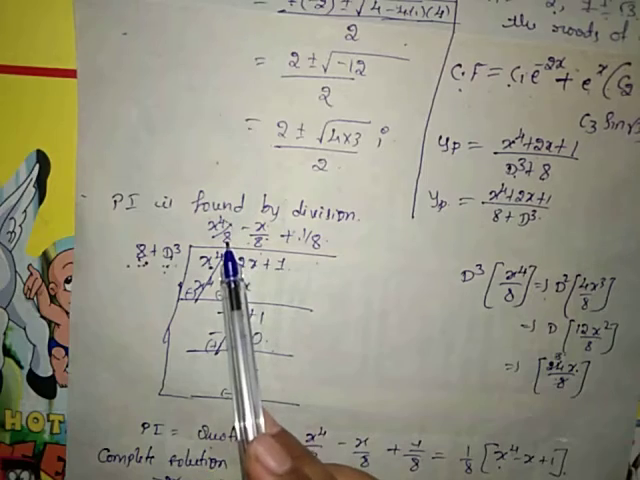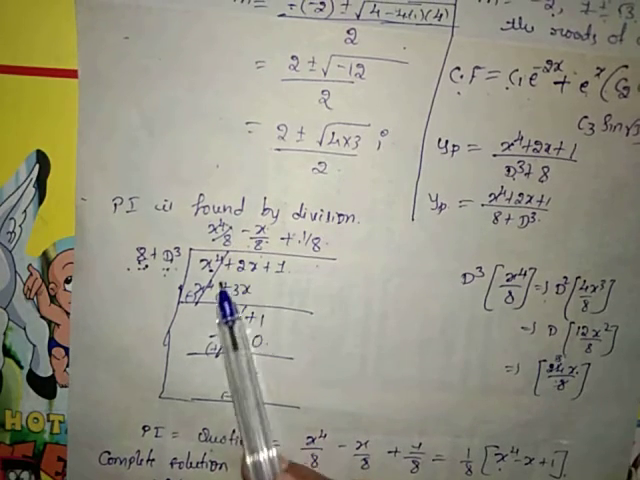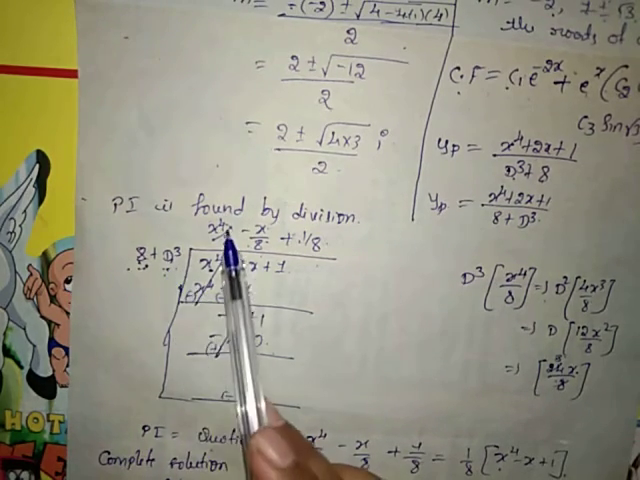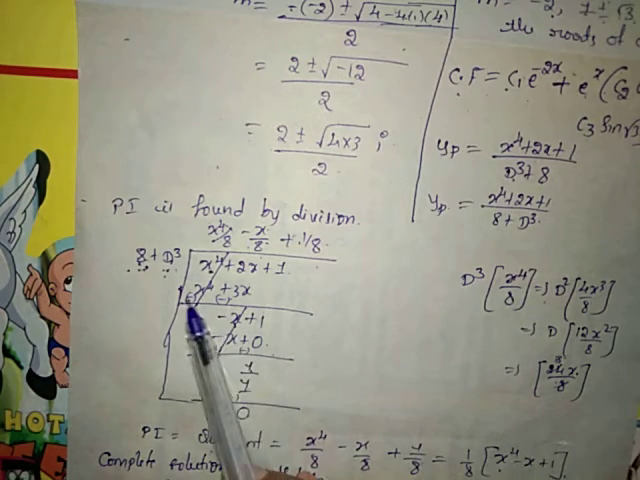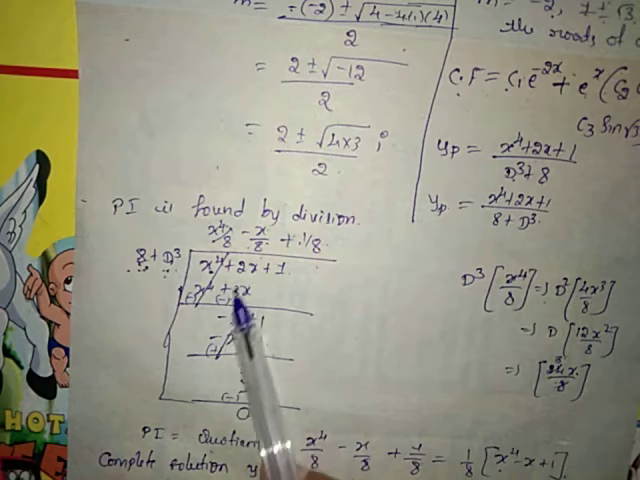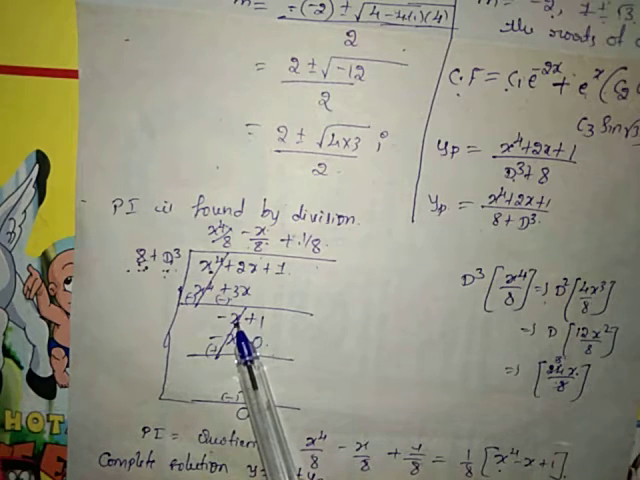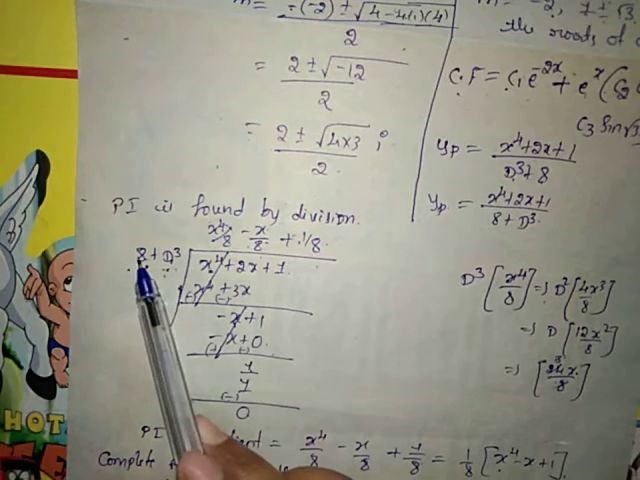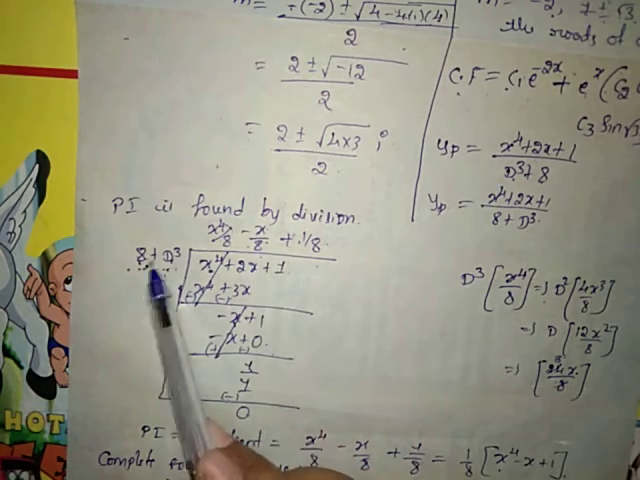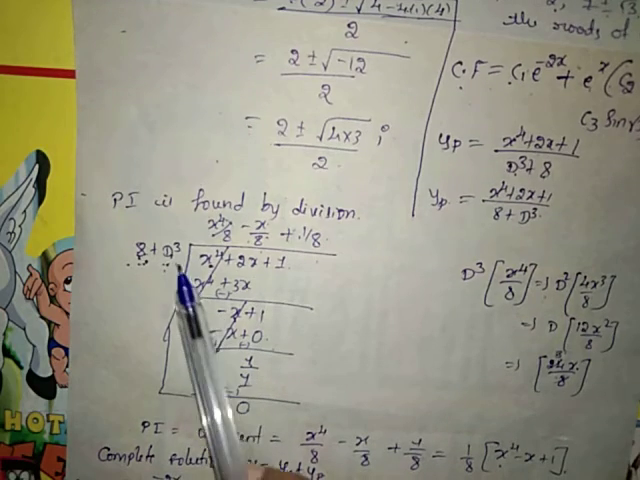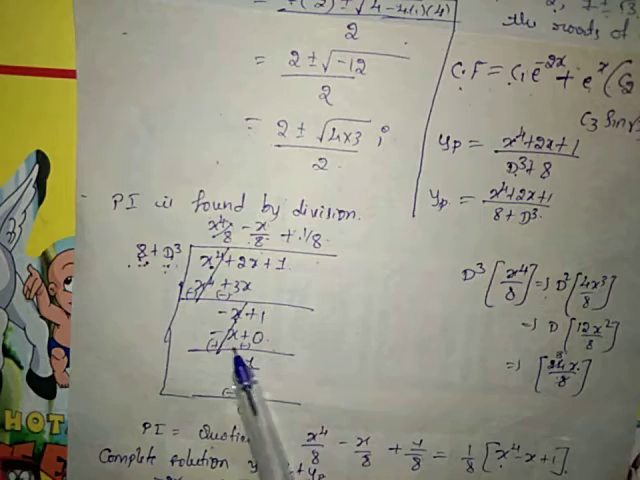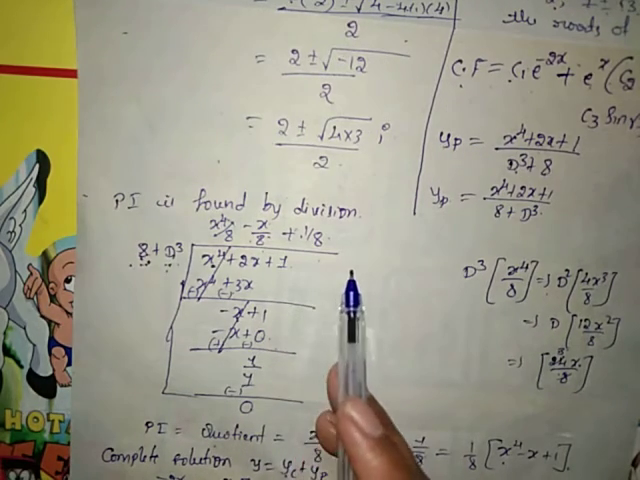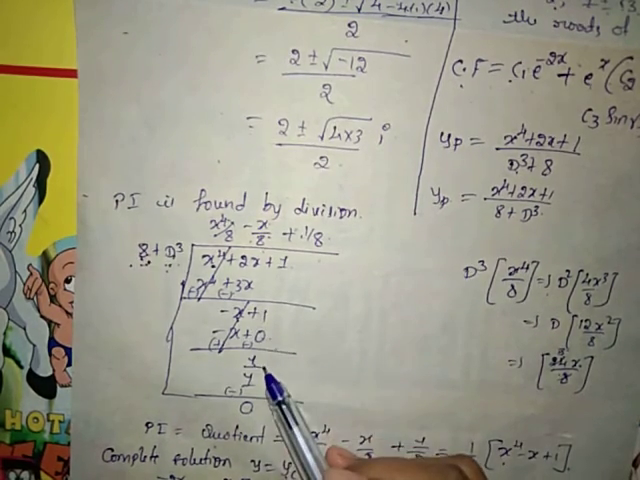So x raised to 4 by 8. So 8 into x raised to 4 by 8 is x raised to 4. Third derivative of x raised to 4 by 8 is 3x. Simplify the term by taking the reverse of the signs. 2 minus 3x is minus x plus 1 carry as it is. Again first function divided by first function is minus x by 8. 8 into minus x by 8 is minus x. Third derivative of minus x by 8 is 0. Minus x cancelled by taking the reverse of the sign. 1 carry as it is.